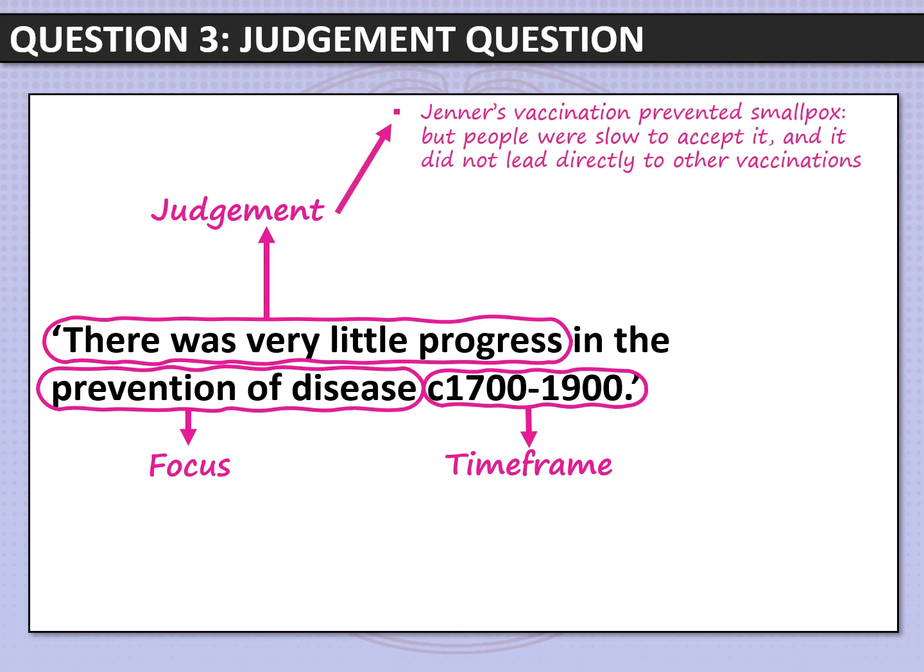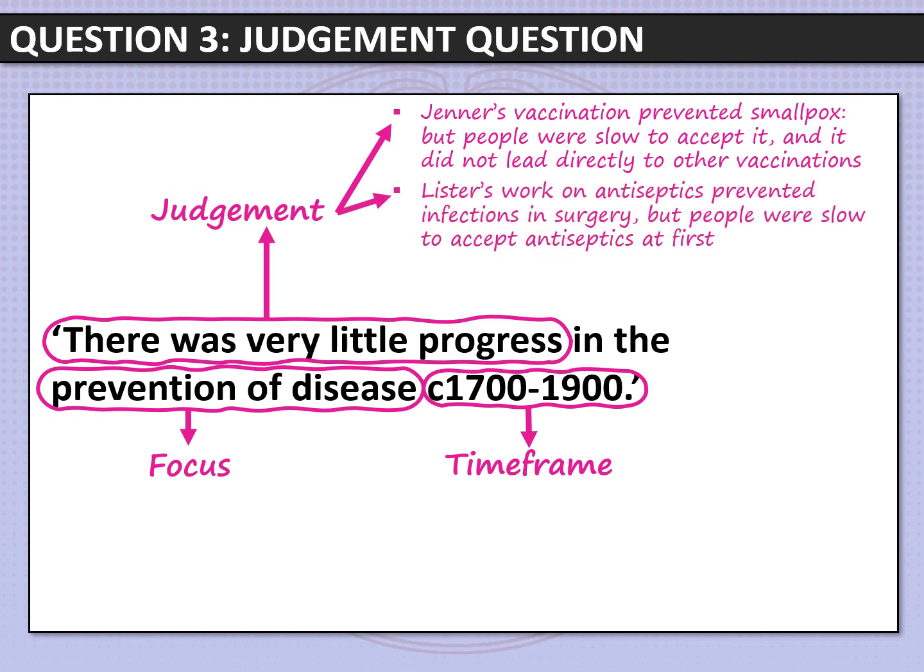Well, I'm thinking about writing a paragraph on Jenner's vaccination. His vaccination was an example of progress. It prevented smallpox. However, the progress was slow. People were slow to accept the vaccination, and it didn't lead directly to any other vaccinations. Maybe I'll write a paragraph about Lister's work too, because his work on antiseptics prevented infections in surgery. Once again though, that was slow progress. People were slow to accept antiseptics at first.